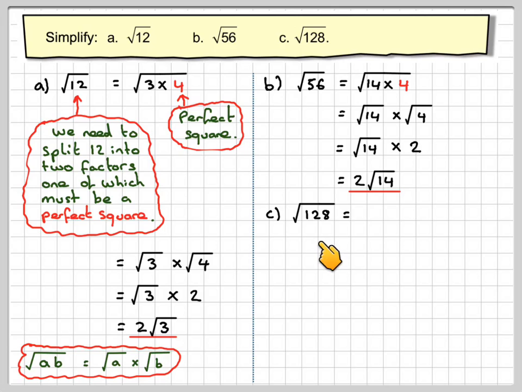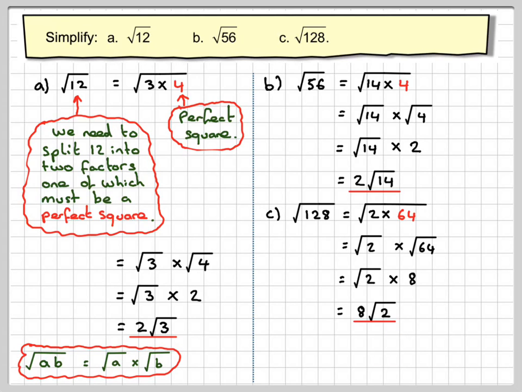Last one, the square root of 128 is going to give you 2 times the square root of 64. And the square root of 64 is 8, so it's going to give an answer of 8 root 2.